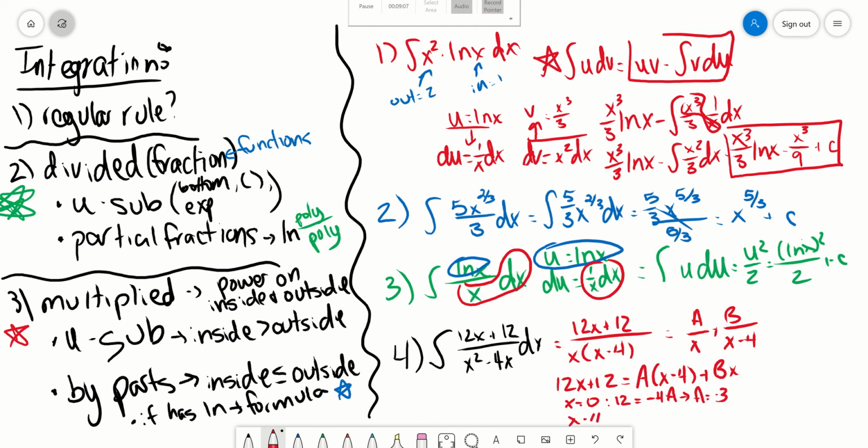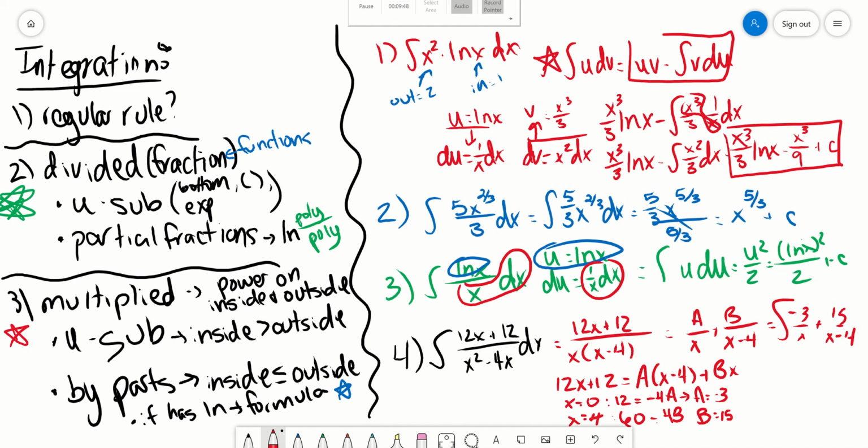If you plug in 4, 12 times 4 is going to give us 48, plus that 12 is going to give us 60. The a is going to be 0, and then we'll get 4b, which means b is going to be 60 divided by 4, which is going to give us 15. So we would take those and then plug them back in. So we're going to get negative 3 over x plus 15 over x minus 4.